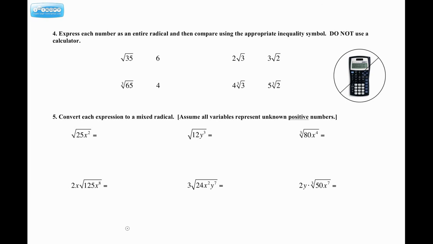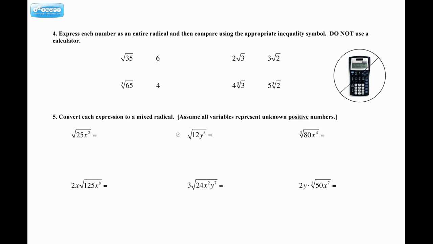To do it without a calculator, one technique is to get the numbers looking the same. It's just like when you have two fractions and you want to see which one's bigger. It's a lot easier if you can find a common denominator. We're not doing that here, but it's similar in that we want them to look the same. This is an entire radical.